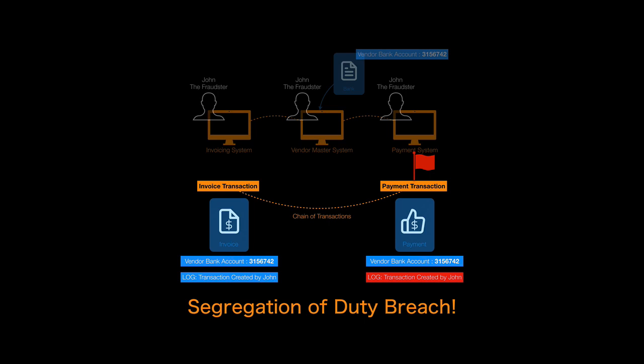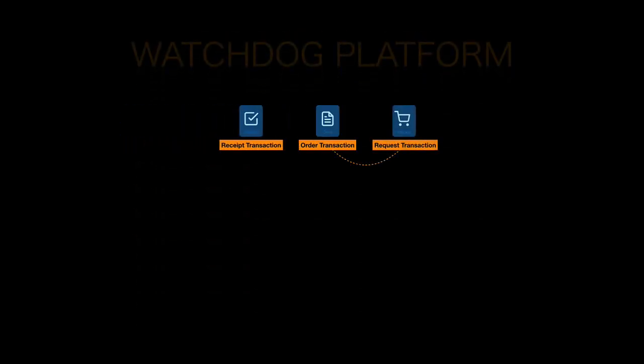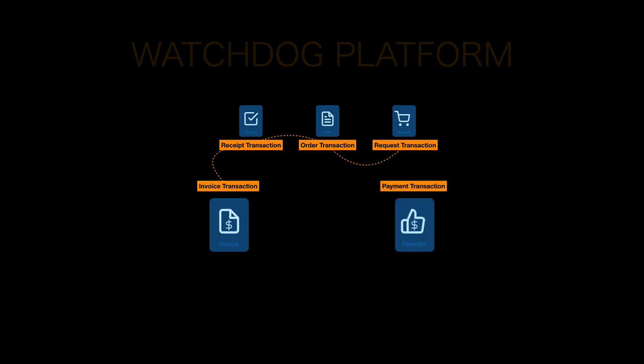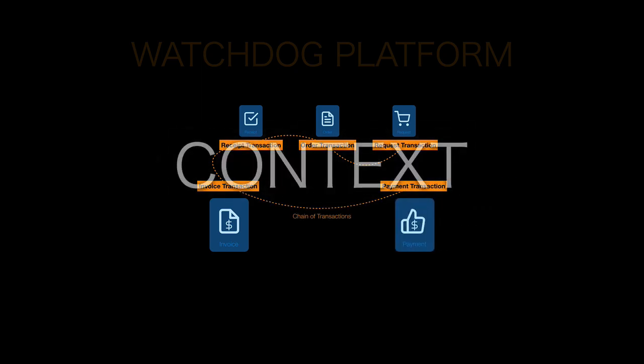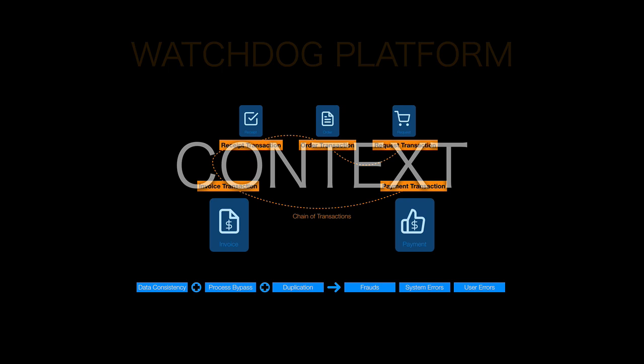In this use case, Watchdog Platform builds a chain of transactions that are required to create and deliver the payment to each supplier, thus providing a context. When each transaction is validated within such a context for data consistency, process bypass, and duplication, all frauds, system and user errors will be identified and stopped.